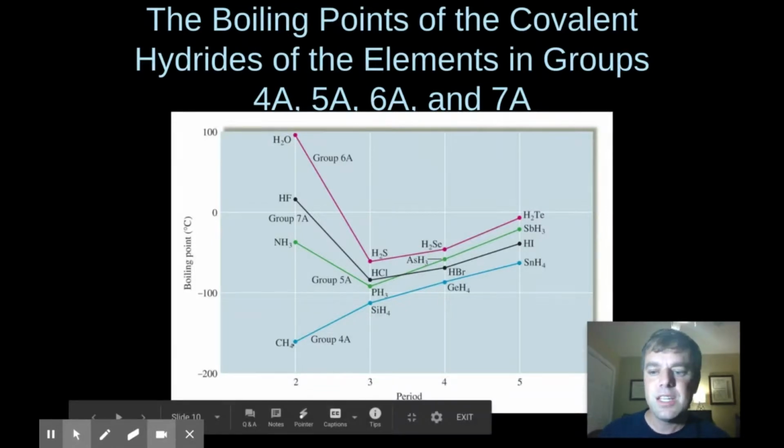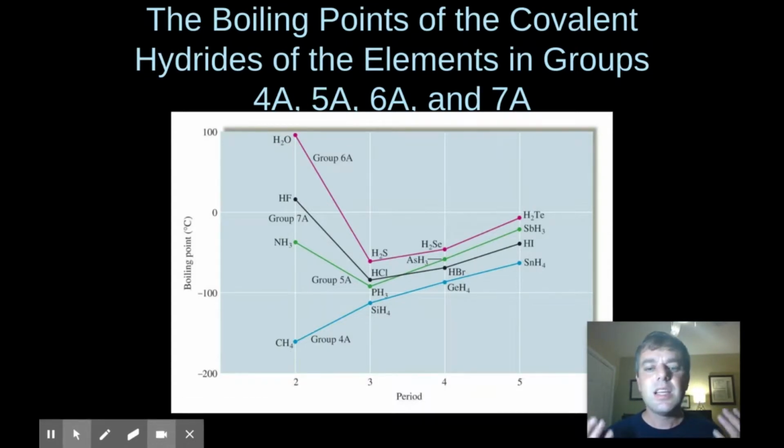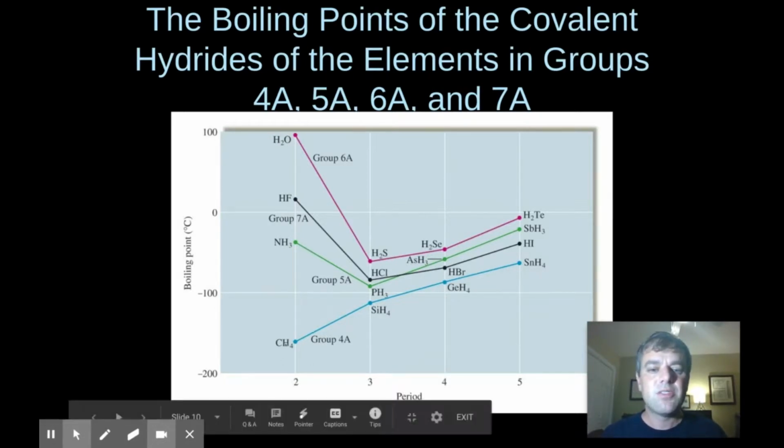Carbon tetrahydride, or methane, down here has a very low boiling point because not only does it not have hydrogen bonding, it's nonpolar. So it doesn't even have dipole-dipole forces helping hold it together. It's very weakly attracted to other CH4 molecules, and methane, or natural gas, very easily turns into a gas.